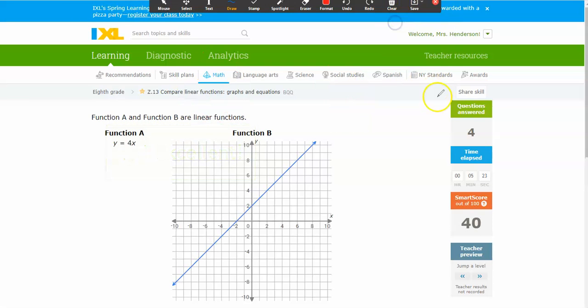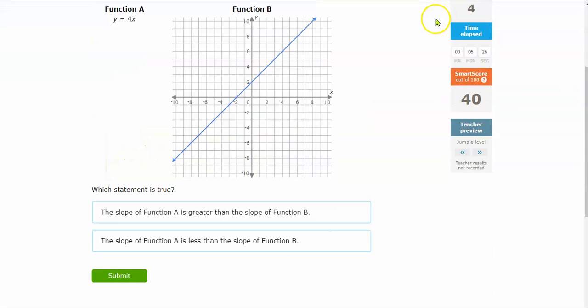So let's clear this out. Let's take a look at another question. This one is a slope question.